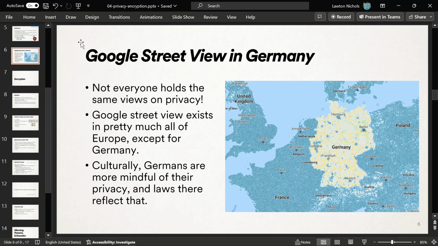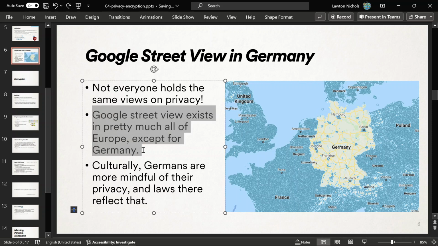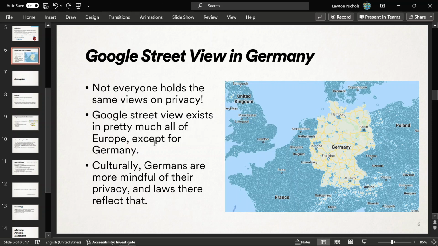It just so happens that certain countries, like Germany, are not a fan of Google Street View. All the rest of Europe, for the most part, has Google Street View. They put their little car through those roads and they took pictures. But Germany, notoriously, does not have Google Street View in most places, especially rural areas. So Google Street View is pretty much everywhere else in the world, except for Germany. It's a little weird to think about. And you have to ask why. Why wouldn't the Germans want this?